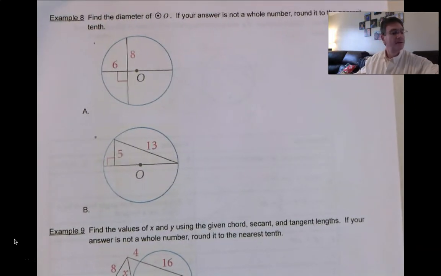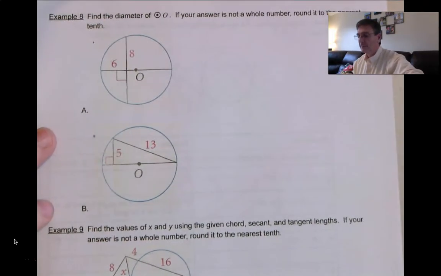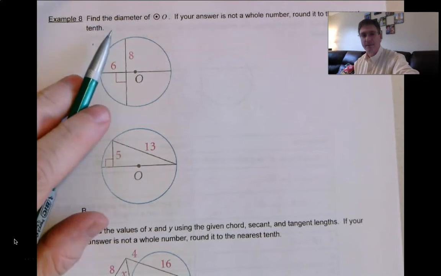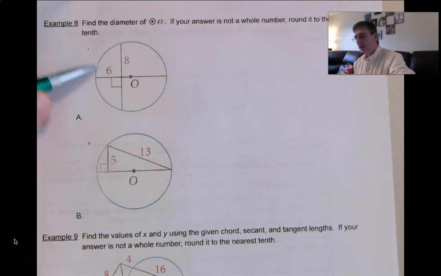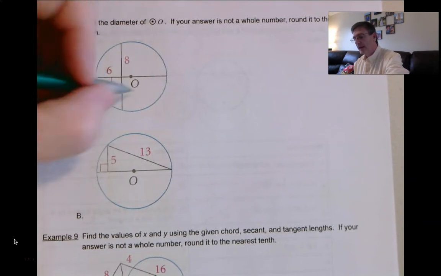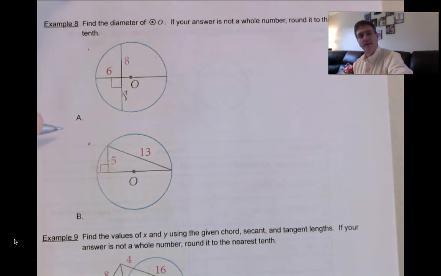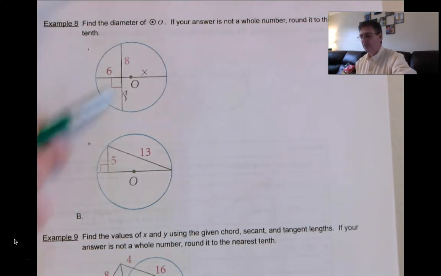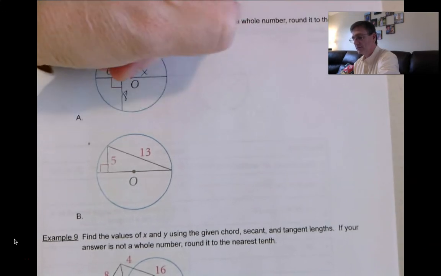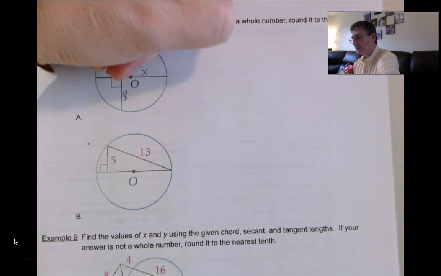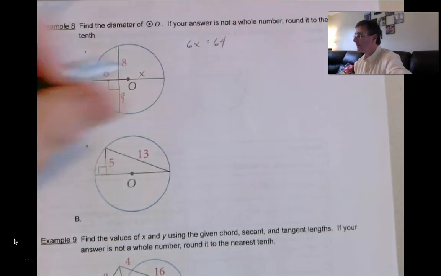All right, that was 7. Example 8. We want to find the diameter of this circle, and we're going to do that for part B too. 6, 8, and x. So 6x equals 8 times 8, which is 64.